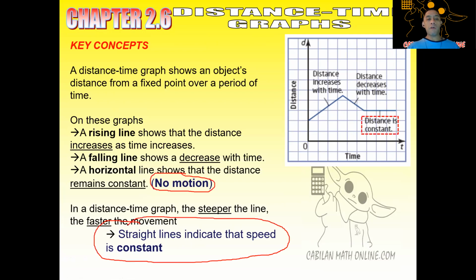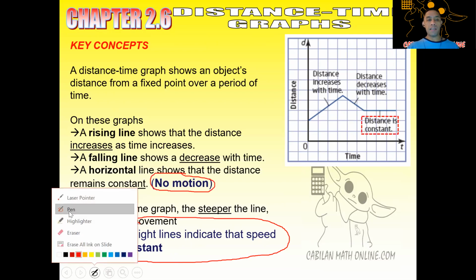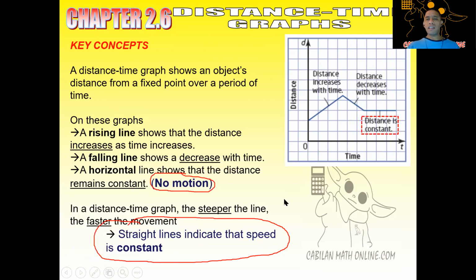Now, again, just to remind you what this means: the person is moving and their speed is not slowing down and it's not speeding up. So that's what it means when the speed is constant. All right, so let's take a look at a few examples so you have a better understanding of what it means to have lines when it comes to direction and speed.